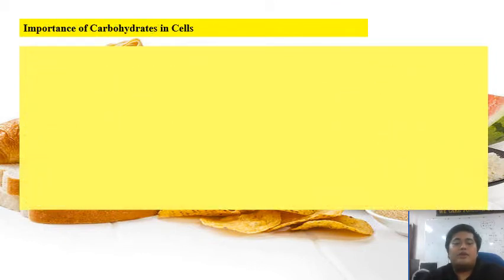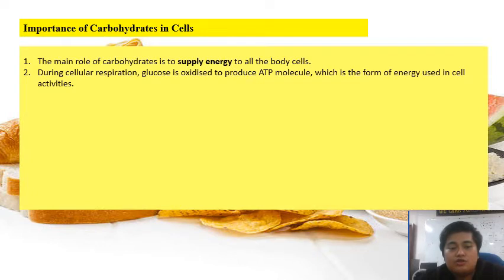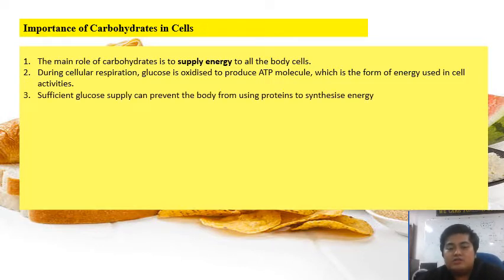So, importance of carbohydrate in cell. Kepentingan karbohidrat dalam sel badan kita. The main role for carbohydrate is to supply energy to all body cells. So, during cellular respiration, glucose is oxidized to produce ATP molecules, which is the form of energy needed in the cell activity. So, sufficient glucose supply can prevent the body from using protein to synthesize energy.